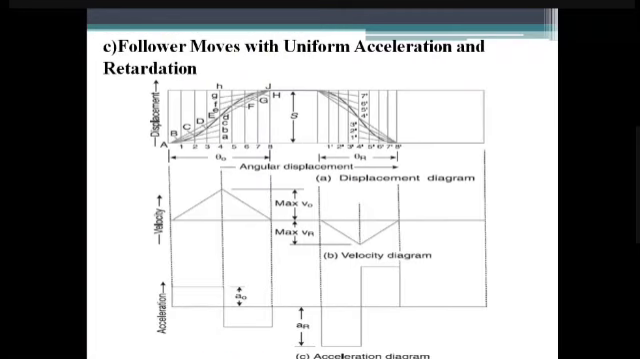So the follower moves with uniform acceleration and deceleration. Just connect the diagonal lines first, and the measurement of height, displacement or lift, maybe 30, 50, 60, whatever it may be, is subdivided into parts. 1 2 3 4, 1 2 3 4 5 6 7 8, sorry, 8 parts, because we have to get a curve which is closer to reality. When the number of segments is more, we can connect more accurately.